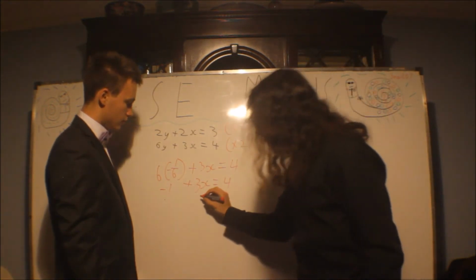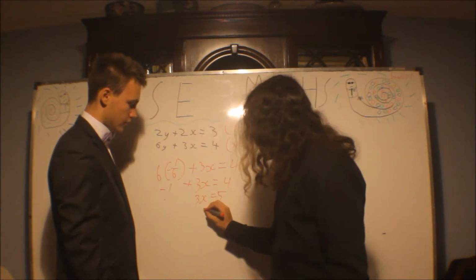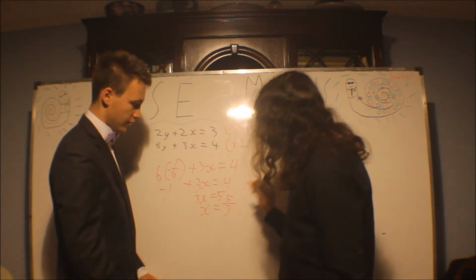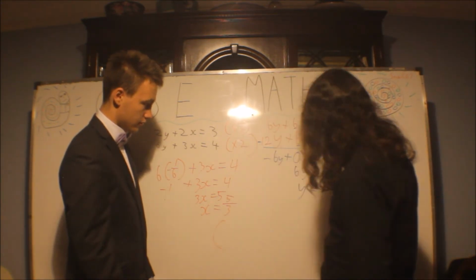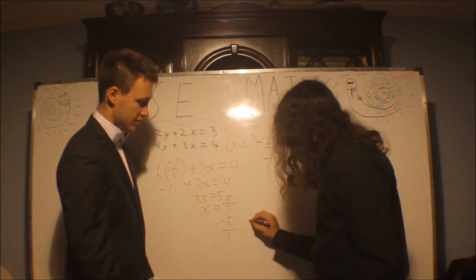Add 1 to each side, 3x equals 5. And then divide both sides by 3. X equals 5/3, and I'd leave it in that form. 5/3 is your final answer. And then you have the coordinate of 5/3 and minus a sixth.